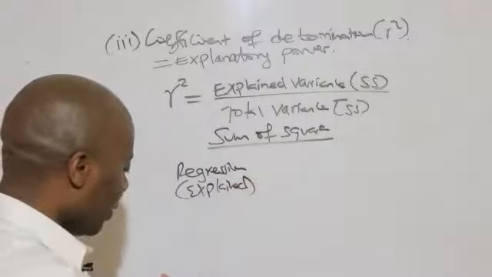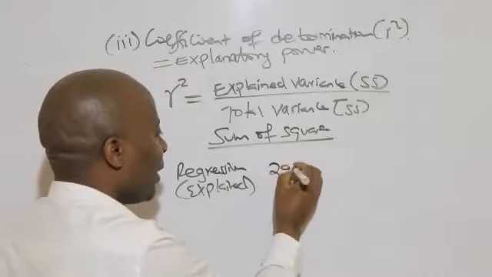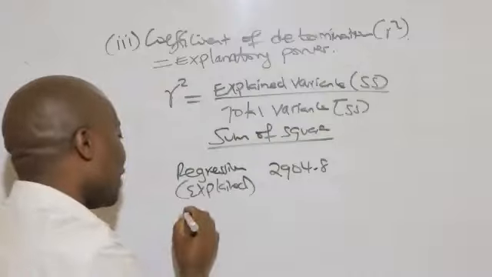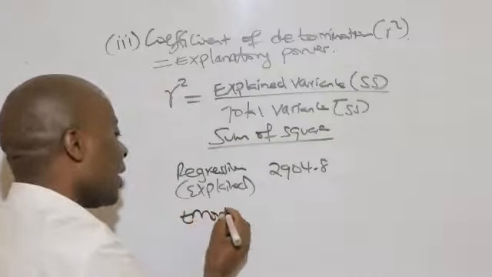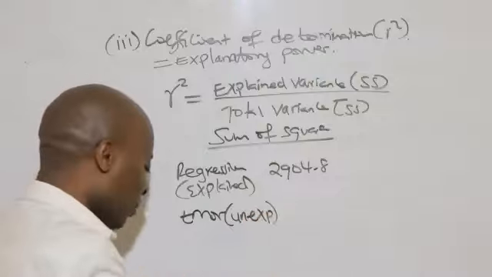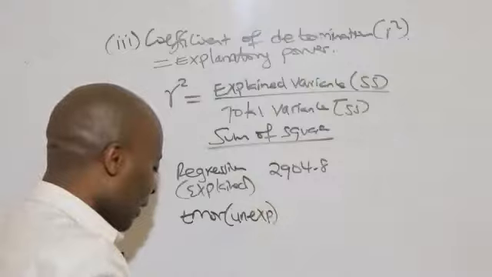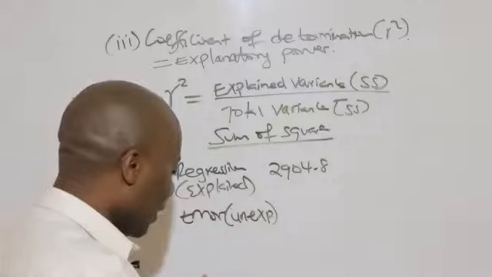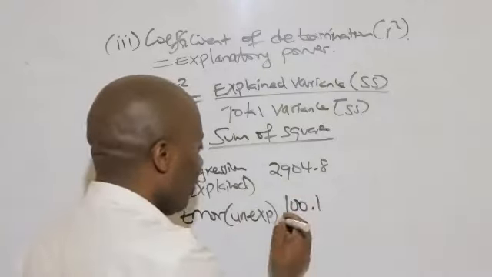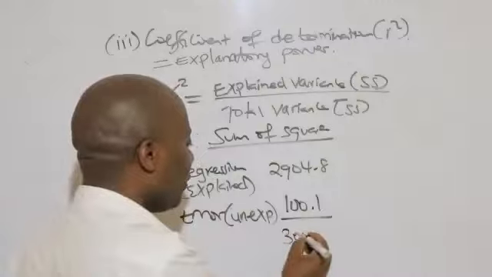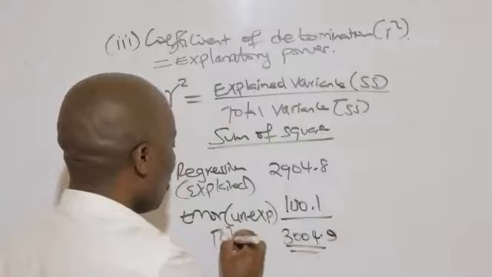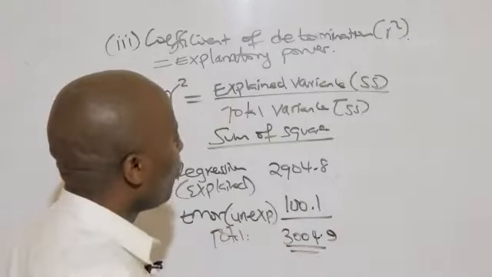The regression, ladies and gentlemen, is 2904.8. And then we have the error. Error, these are unexplained. The unexplained is 100.1, giving us a total that you gave me of 3004.9. So this is the total variance.